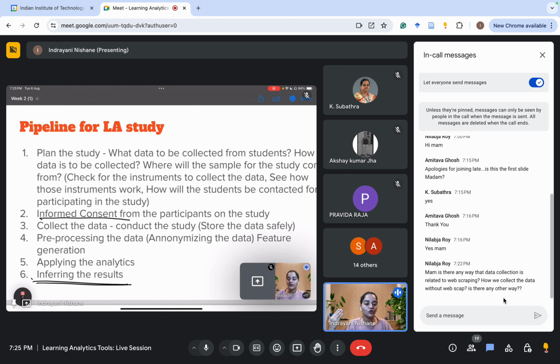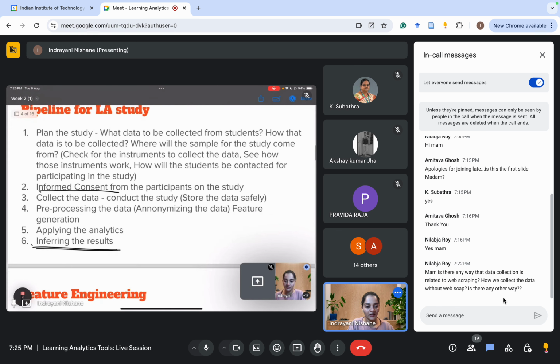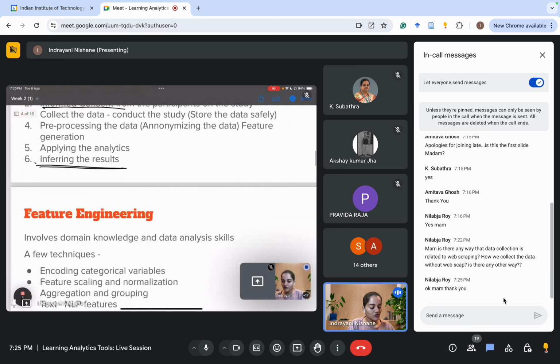We can ask them to either respond to surveys, or solve pre-test and post-test questions and so on. So we need to decide different mediums, or instruments, we need to work on beforehand. Once we have everything ready, we can conduct the study, get that data from the students, then start the process of pre-processing, anonymizing, feature generation, then use some analytics techniques, and finally infer the results. Okay, so don't get confused with web scraping and all.